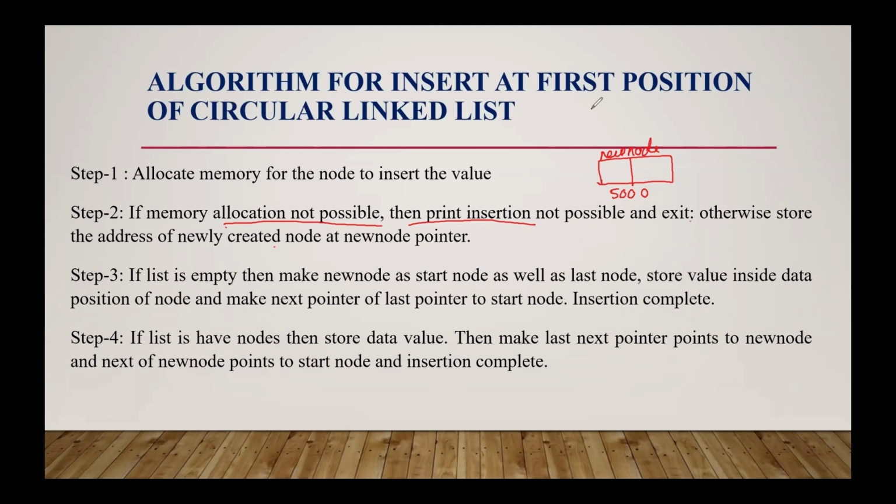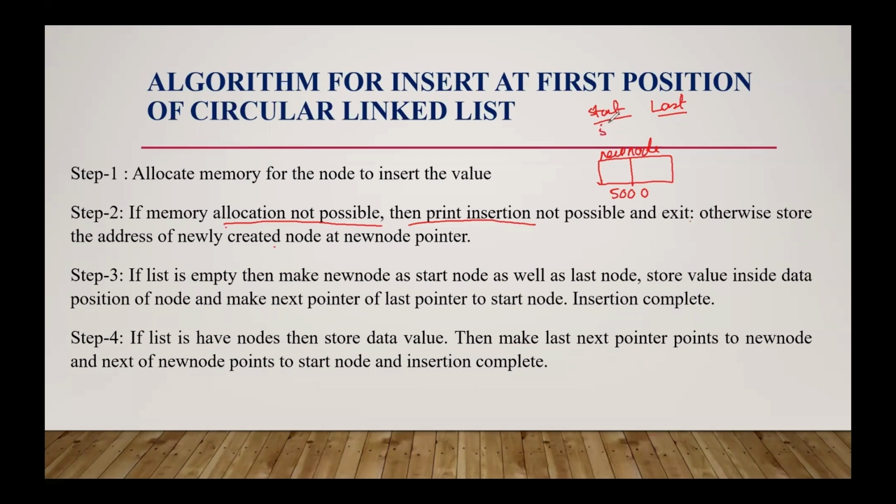When the list is empty, start is a pointer as well as last is another pointer. Both store which value? The null value, because there is no element. Now, if the list is empty, yes, then make the new node the start node as well as the last node. So how to make it? We have to store the 500 address in the start as well as the last.